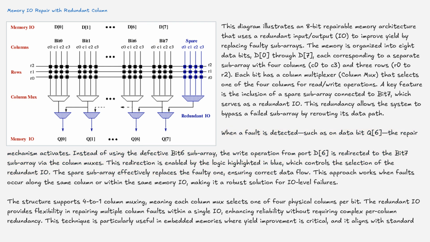This approach works when faults occur along the same column or within the same memory I/O, making it a robust solution for I/O-level failures. The structure supports 4-to-1 column muxing, meaning each column mux selects one of 4 physical columns per bit. The redundant I/O provides flexibility in repairing multiple column faults within a single I/O, enhancing reliability without requiring complex per-column redundancy. This technique is particularly useful in embedded memories where yield improvement is critical, and it aligns with standard MemoryBIST methodologies for fault tolerance.